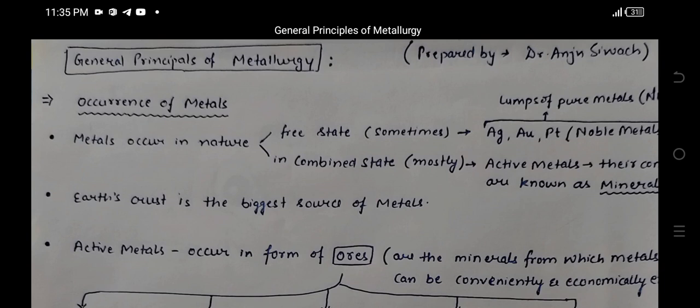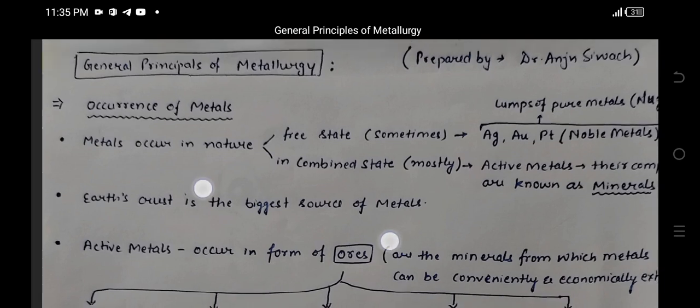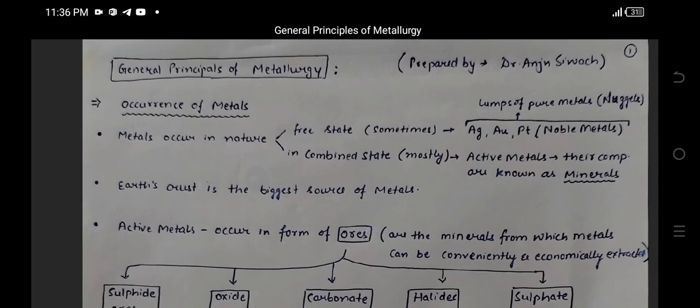Metals occur in nature in two states, that is free state sometimes and in combined state mostly. In free states, like lumps of pure metals that are called nuggets, that are of silver, gold, platinum. These are also known as noble metals. And in combined state, like active metals, their compounds are known as minerals. Earth's crust is the biggest source of metals.